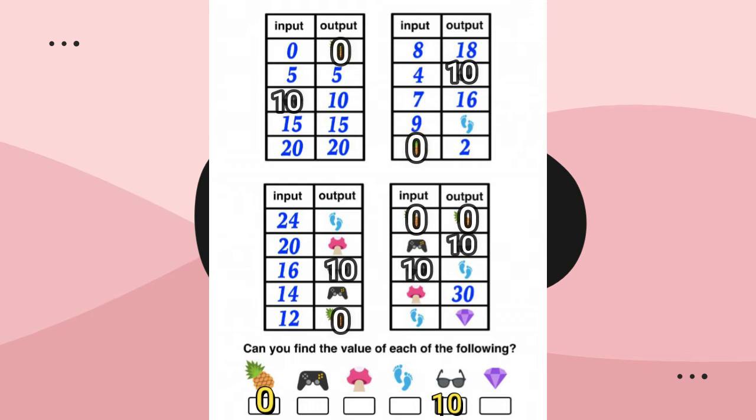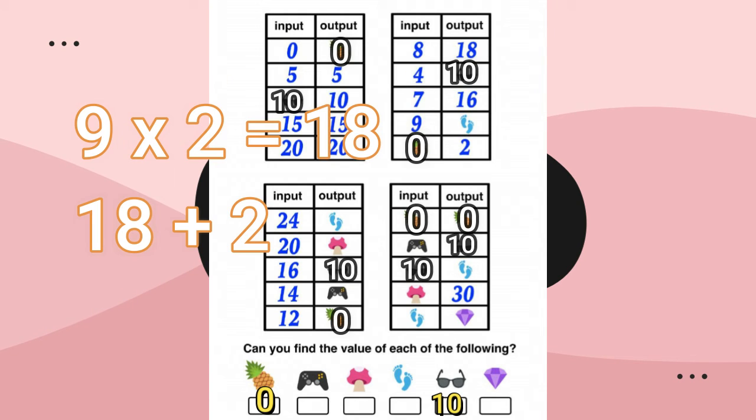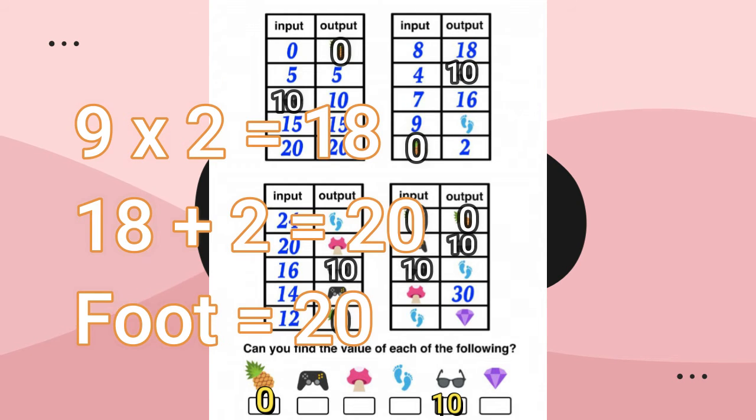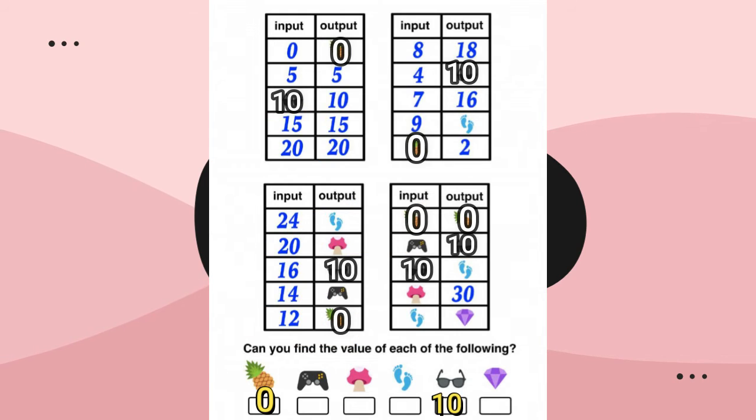So let's try and figure out what the foot equals. 9 times 2 equals 18. 18 plus 2 equals 20. So wherever I see the foot, I'm going to put 20 in.